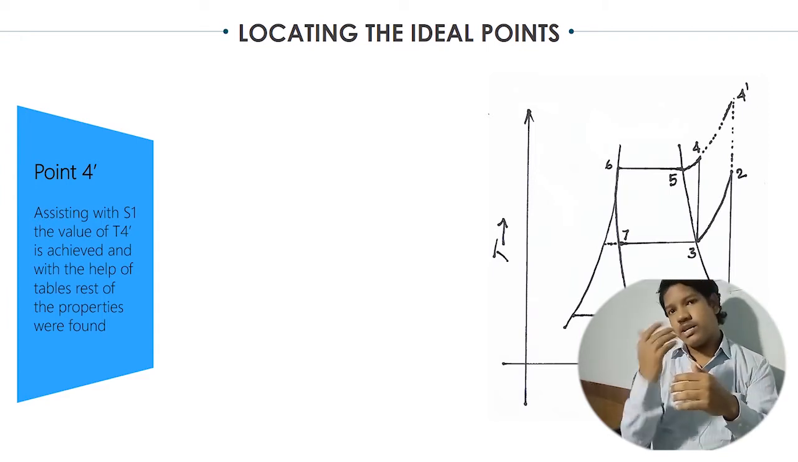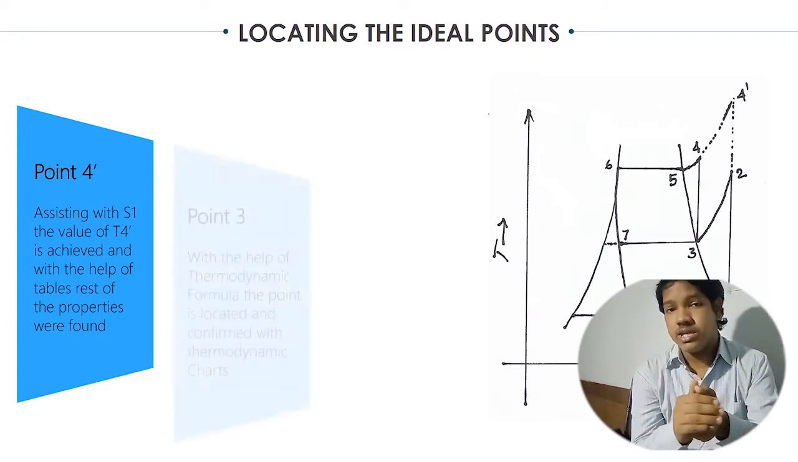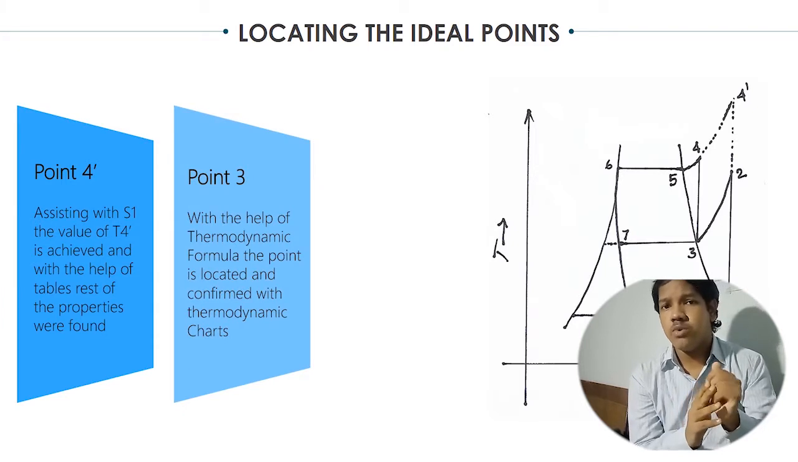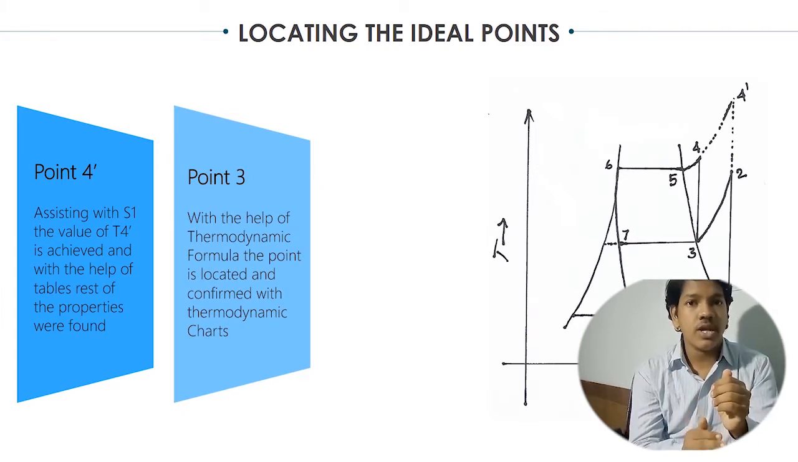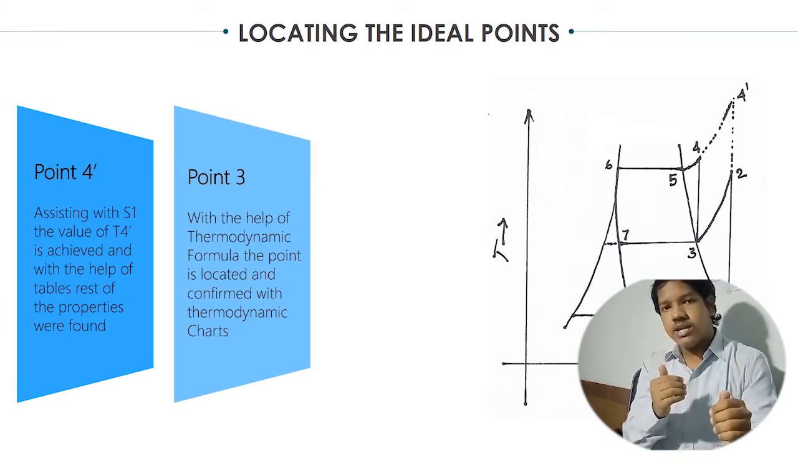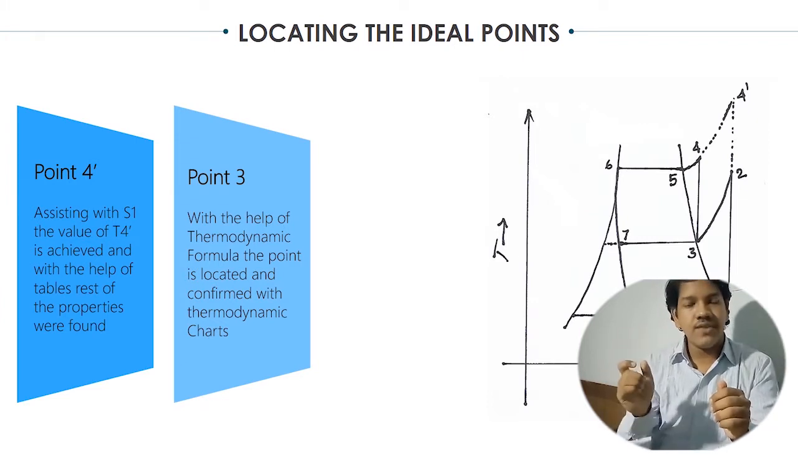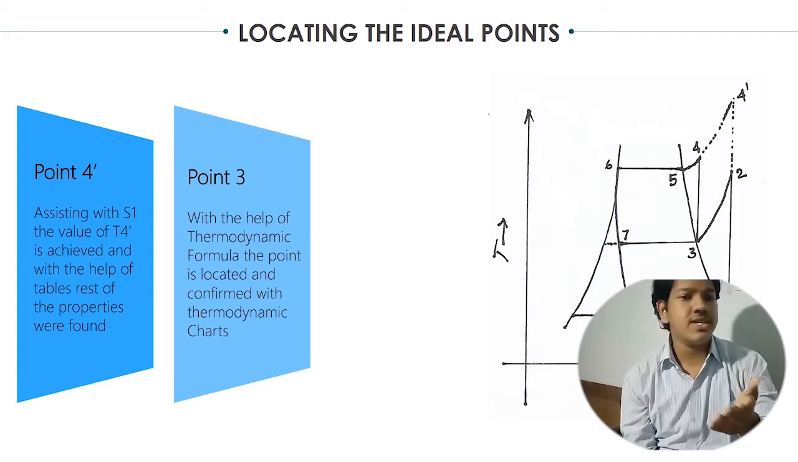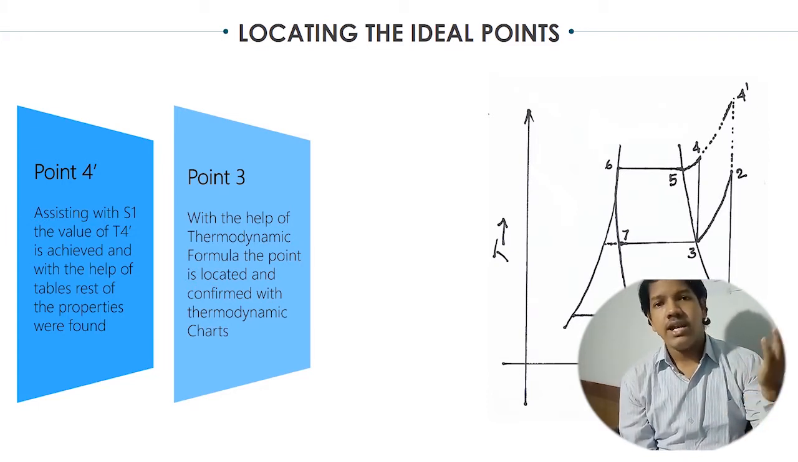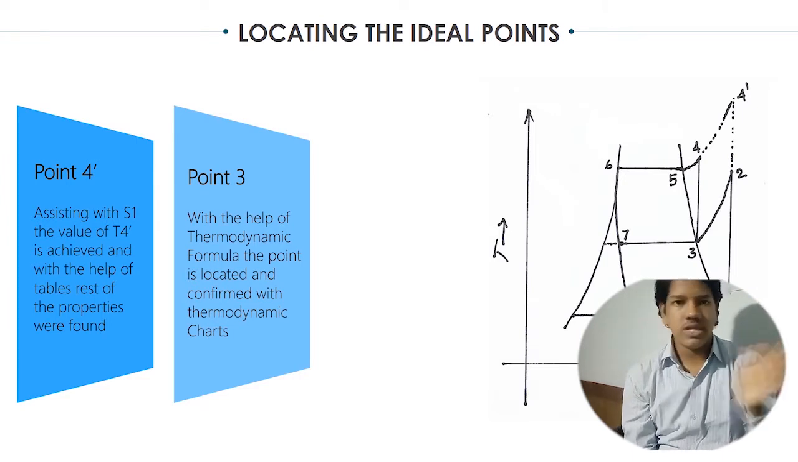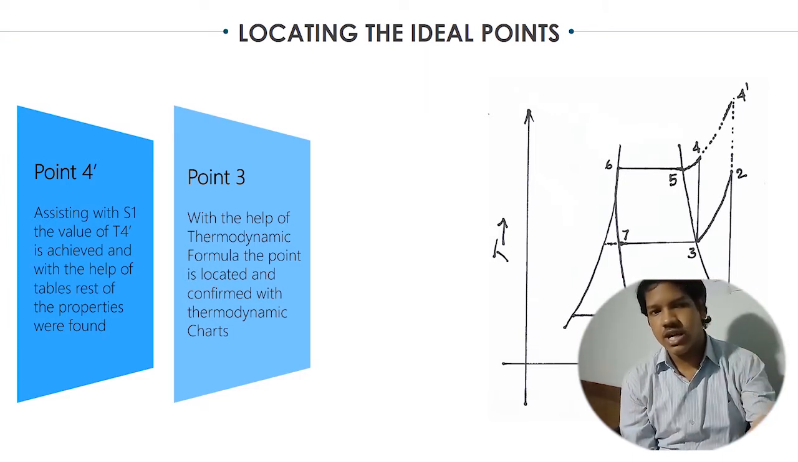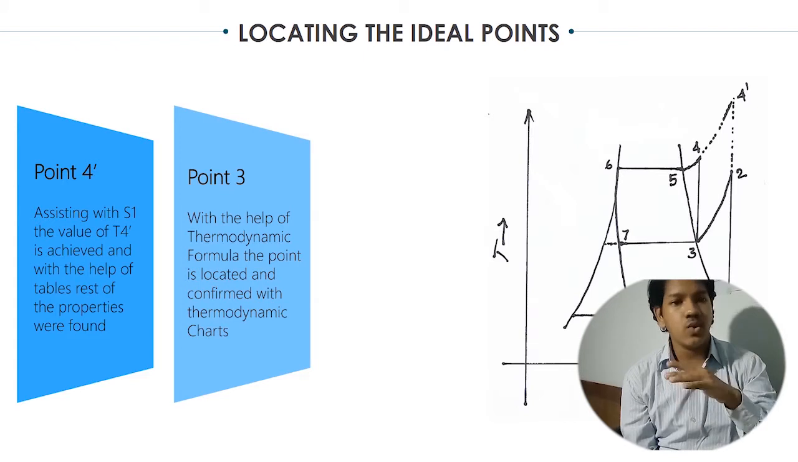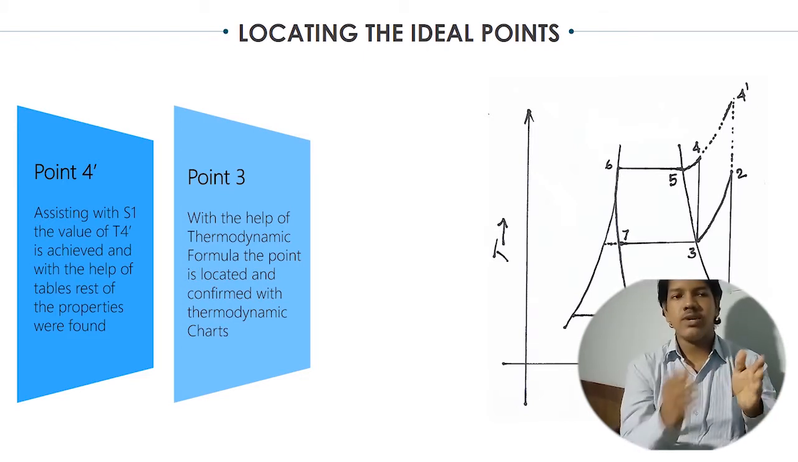Now coming to the next point, that is point number 3. This point is one of the most important points. In order to calculate this point, we need the T4 dash temperature. We can find point 3 by using a formula: P3 equals root under P4 into P1 into T4 by T1, and in this formula we know all the values including T4 dash. So we will calculate P3.